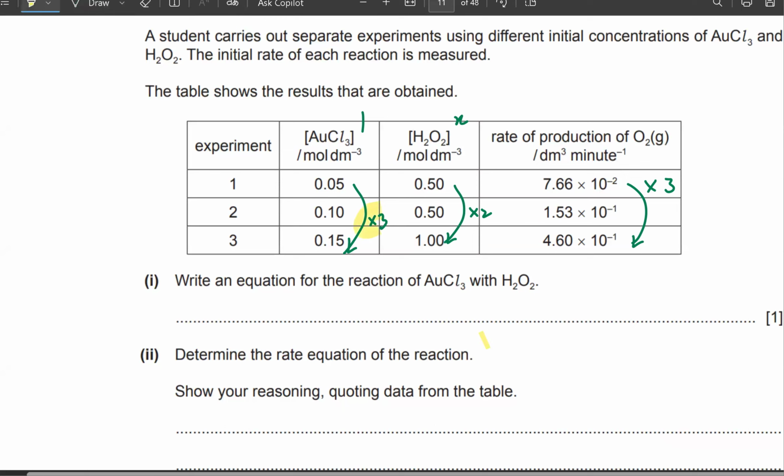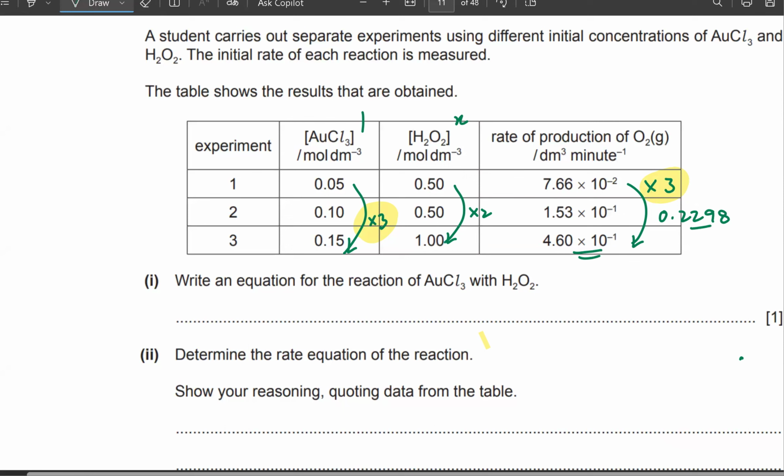But I know what this will do. It's order 1, so the rate of the reaction will increase 3 times. So you're getting 2.298. Sorry, 0.2298. That's 0.2298. So this is what you're getting.